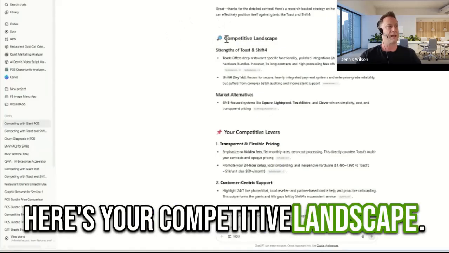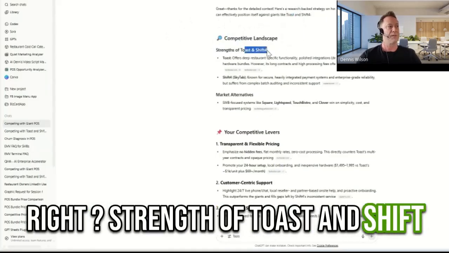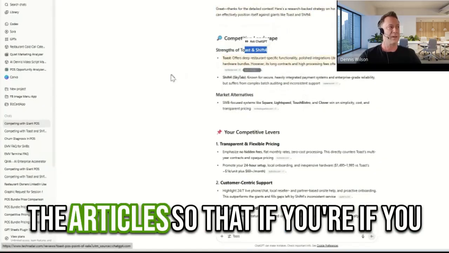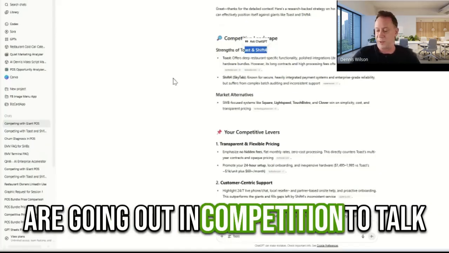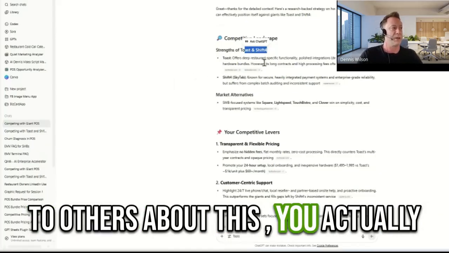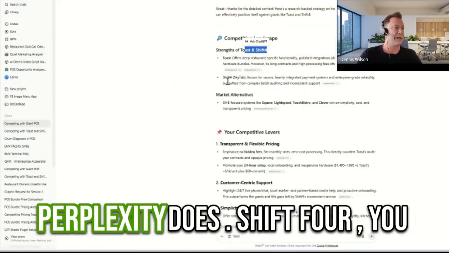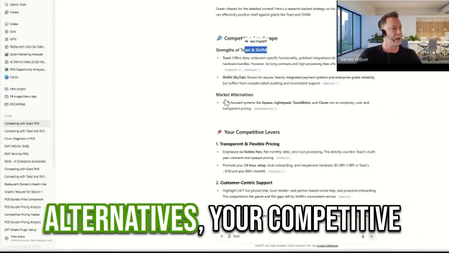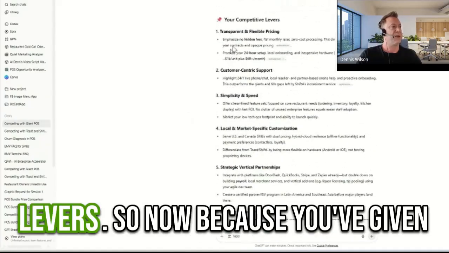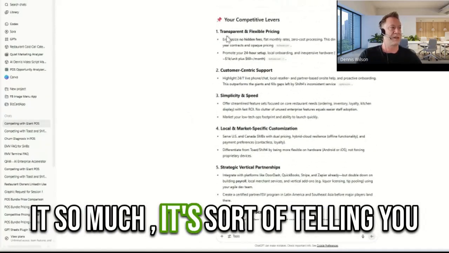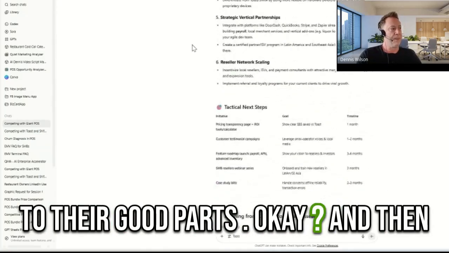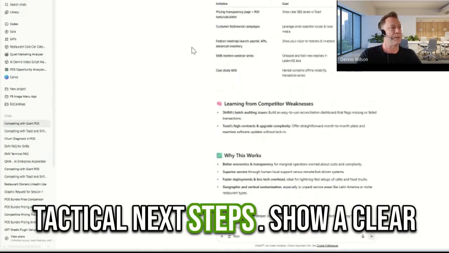Well, here's your competitive landscape, right? Strength of Toast and Shift 4. Toast offers this, blah, blah, blah, gives you links to the articles so that if you are going out in competition to talk to others about this, you actually have the whole research, just like Perplexity does. Shift 4, this is what it does. Market alternatives, your competitive levers. So now because you've given it so much, it's sort of telling you what your good parts are compared to their good parts, okay? And then tactical next steps.